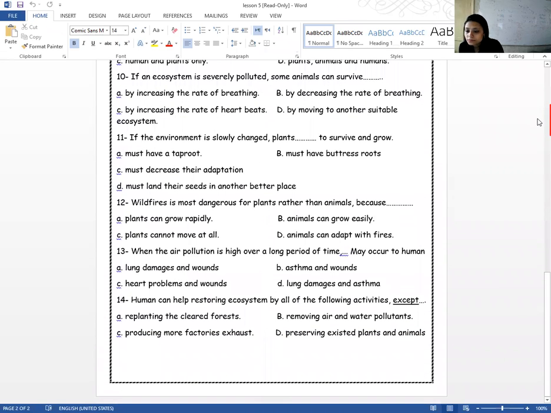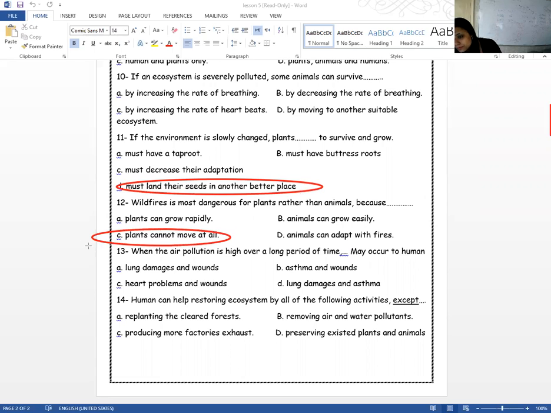After that, number 11. If the environment is slowly changing, plants can't move, but must land their seeds in another better place. Number 12, wildfires are most dangerous for plants rather than animals, because plants can't move.